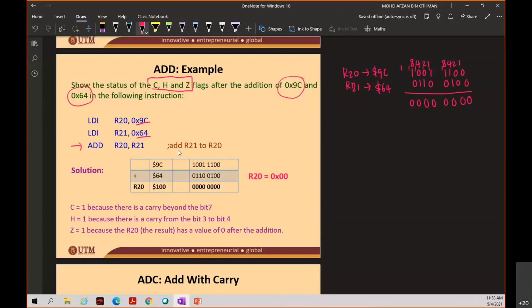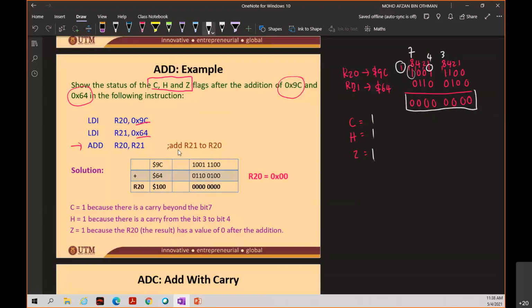Now you're going to identify the C, H, and Z flags. For the C flag, do you have any carry beyond bit 7? This is your bit 7. Is there any carry beyond bit 7? Yes, you have a carry, so you put 1. What about the H flag? For the H flag you need to look at bit 3 and bit 4. Is there any carry from bit 3 to bit 4? Yes, you have a carry there, so you put 1. And what about the Z flag? Since the result of this addition is 0, you don't have any value here, which is 0, so the Z becomes 1.